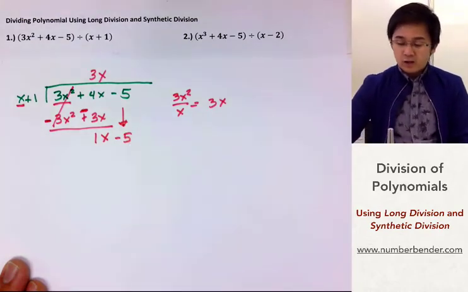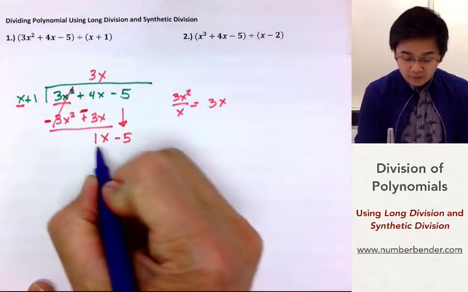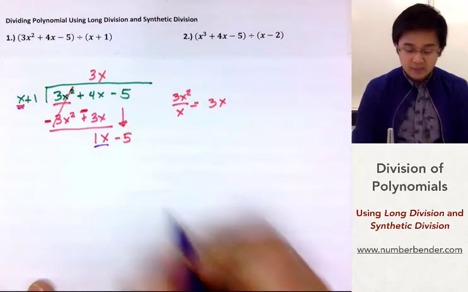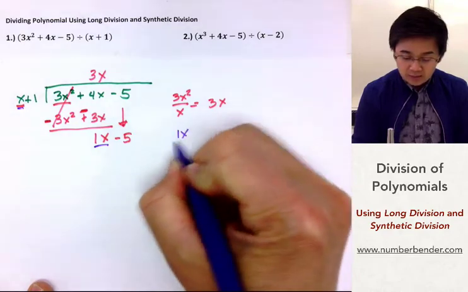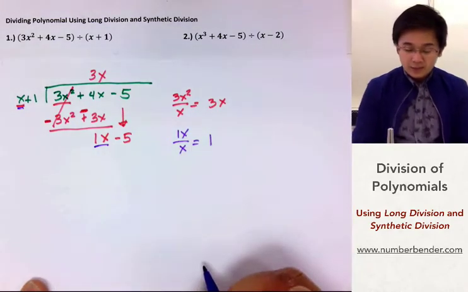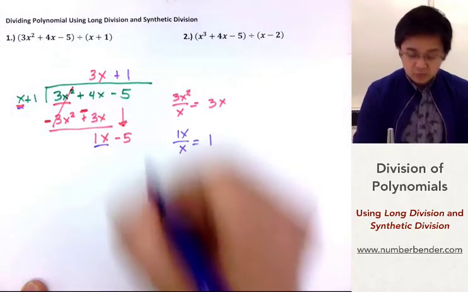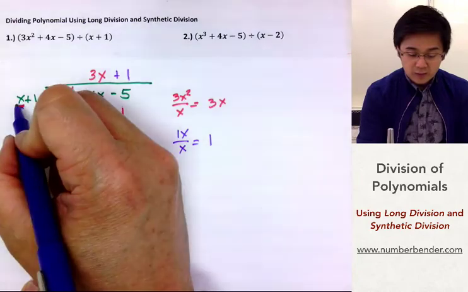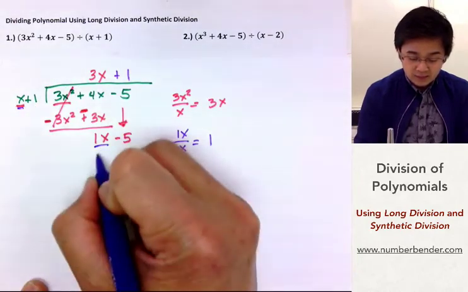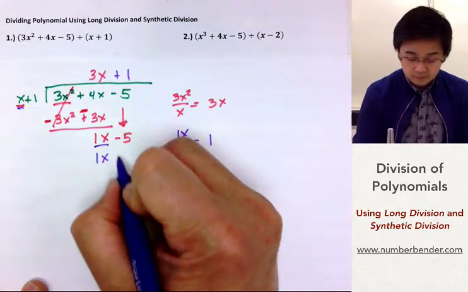And just like what we did on our first set, we're now going to divide 1x by x. So 1x divided by x is equal to 1. And you're going to write it out in line with the constant. So I have positive 1 over here, and then multiply it back to x plus 1. So 1 times x is x, or 1x. And 1 times 1 is 1.